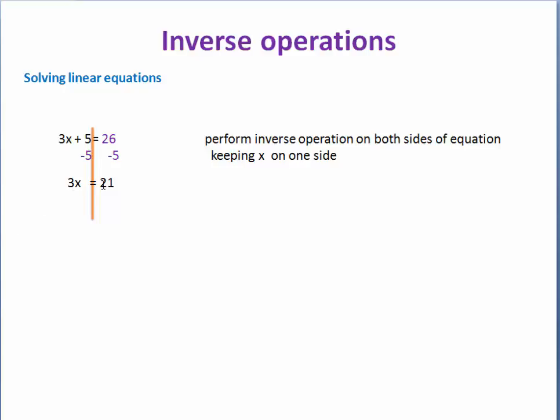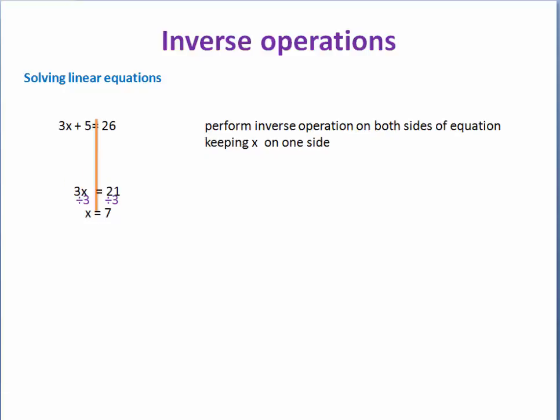So 3x equals 21. This means 3 times x, remember, or 3 multiplied by x. And the opposite of multiplication is division. So we divide by 3 on both sides of the equation to get rid of this 3. When we divide here, we get rid of the 3, and we're left with just x on this side. 21 divided by 3 is 7. So we get x equals 7 when we solve that equation.